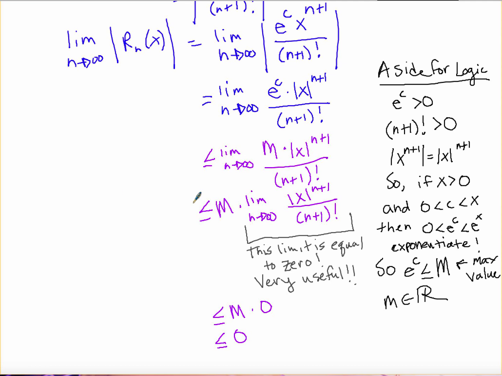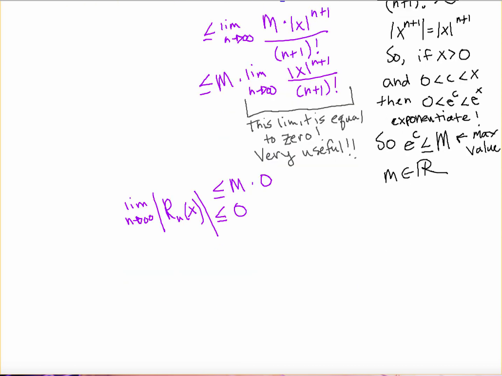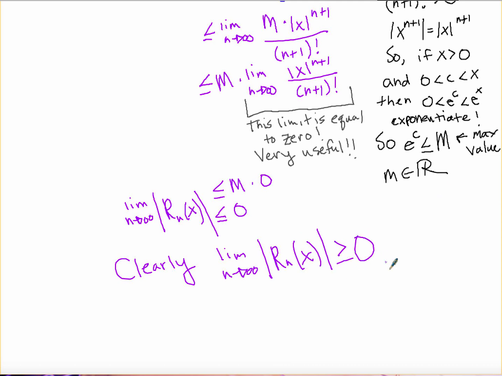Well, what that is, if I bring it on down, all the way down, what this is telling me is that the limit as n approaches infinity of my error term is less than or equal to 0. Well, it's an absolute value, friends. Clearly, the limit as n approaches infinity is going to be greater than or equal to 0. It's an absolute value.